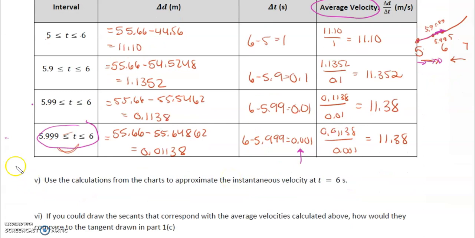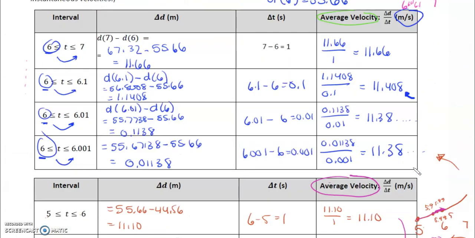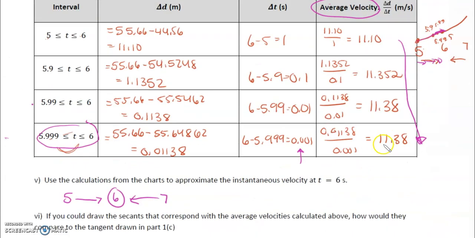So what did this actually ask us to do? Use the calculations from the charts to approximate the instantaneous velocity at t equals 6. So here's the thing. Here's 6. When we take a look at the 5 going into the 6 and the 7 going into the 6, what do we notice? In this chart, what do we tend to? We tend to 11.38. In this chart, we also tend to 11.38. So I'm going to estimate that our instantaneous rate of change, IROC, equals 11.38 meters per second. Ensure that you use meters per second here.